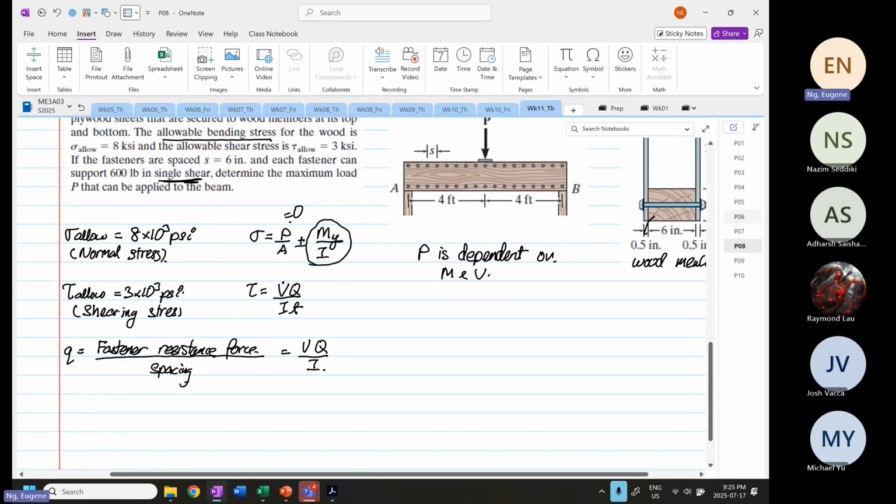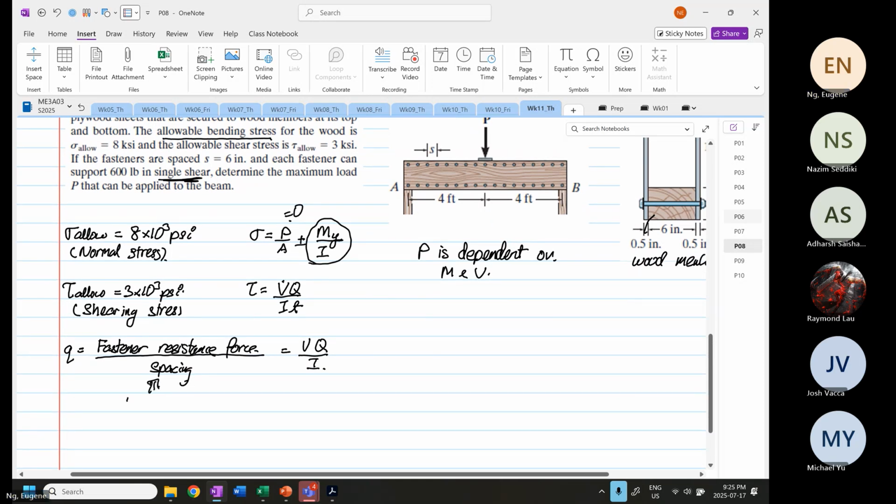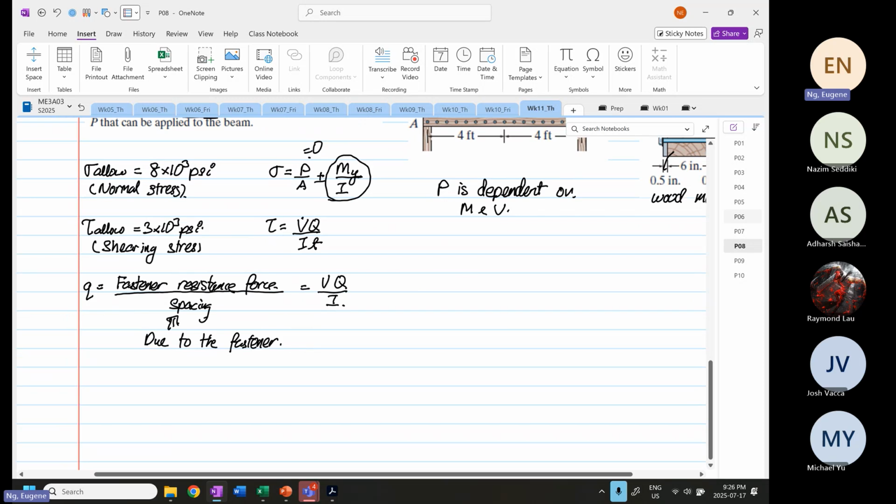Then you have failure due to the fastener. Then you can see the shearing stress due to the fastener. So what I want to do first: the normal stress is straightforward, the shearing stress is straightforward, I've done enough of those with you guys. Next, we are going to look at the failure due to the fastener.